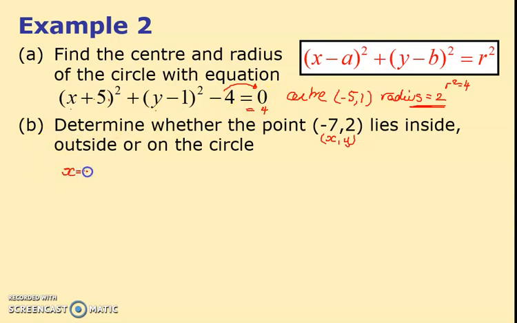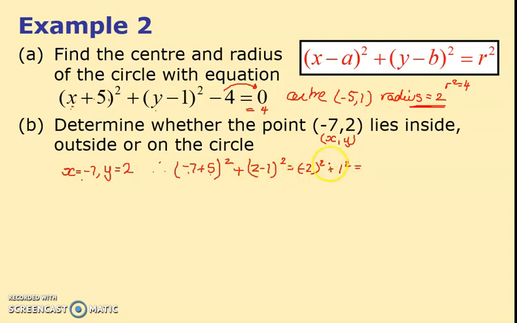So I'm going to write x is minus 7, y equals 2. They've told me that over here. So therefore I have got x plus 5, minus 7 plus 5 squared. Notice I've got x, so I put that x in, plus the y minus 1, so that's 2 minus 1 squared. And I'm just going to see what it equals. So minus 7 plus 5 is minus 2. And I've got to square it. 2 take away 1 is 1, and I've got to square it.